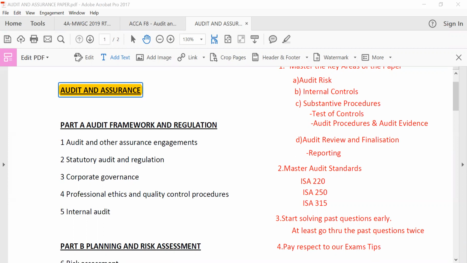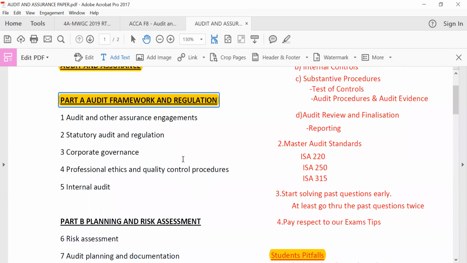Right. So the first part, sorry, there's a mistake, right? The first part is audit framework and regulation. That is the first part. So part A, audit framework and regulation. We are going to look at audits and other assurance engagements.